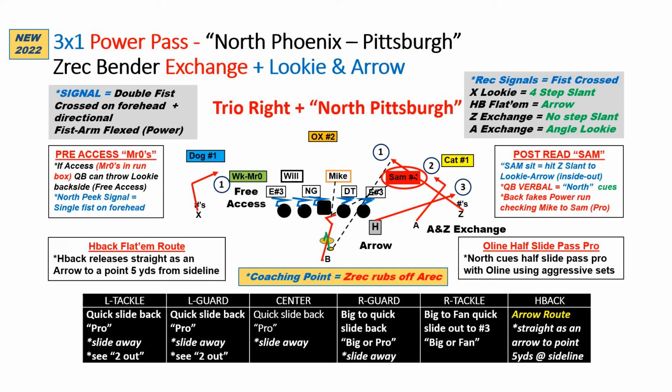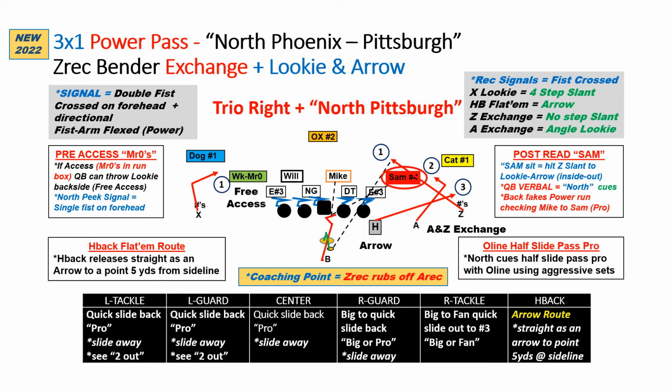Last, we can do an exchange where we still flat them with the H, but the A and the Z exchange routes. The A now is going to go on a 45-degree angle to the outside going first, and then on 4 steps, come back in for his lookie. The Z, though, is going to rub right underneath the A and run a slant at 45-degree angle to beat that Sam. Again, no read changes for the quarterback.